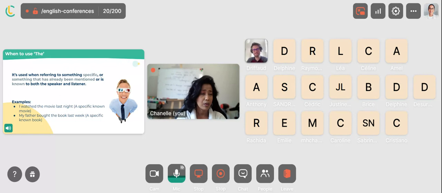So when do we use the? It's used when referring to something specific or something that has already been mentioned or is known to both the speaker and the listener. For example, I watched the movie last night. So a specific known movie. My father bought the book last week. So he is talking about a specific known book. If you have already had a conversation with somebody and you have mentioned a movie, you can now say, oh, I watched the movie last night that we were speaking about.